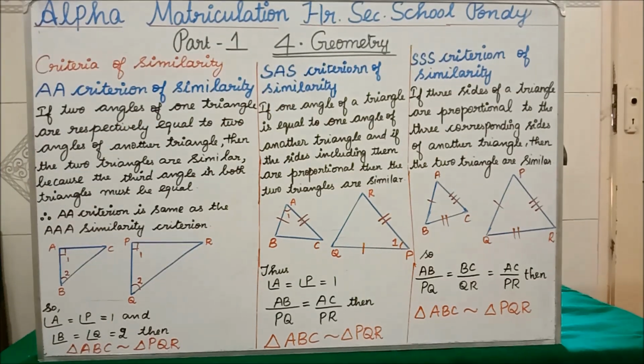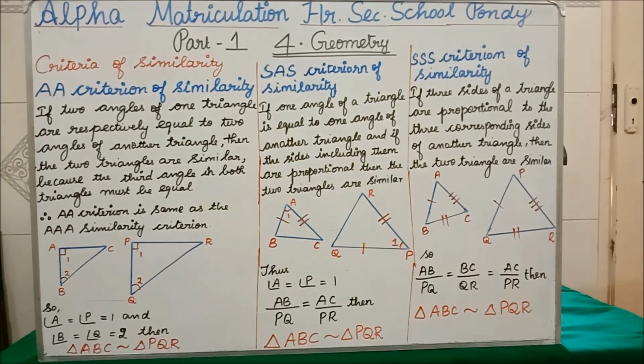Triple S means side. SSS criterion of similarity. Why we are using this criterion: to say two triangles are similar, based on this criterion we can say that the two triangles are similar. Okay, now we'll learn about the concept. When we are applying this concept in formulas, you will be very clear.